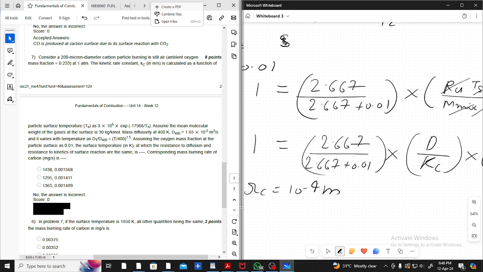What is D? Can you tell me what is D? D is mass diffusivity, the diffusion coefficient D. I'm a little bit confused, what is mass diffusivity? D is the diffusion coefficient. You can check at your end. Diffusion coefficient is also known as mass diffusivity, but D is the diffusion coefficient. Okay.